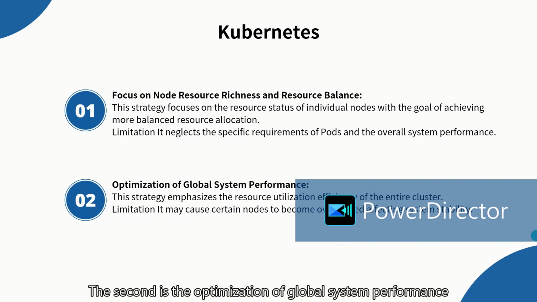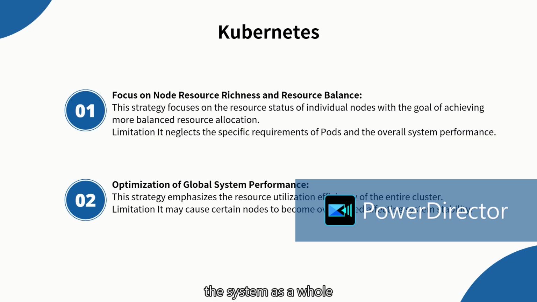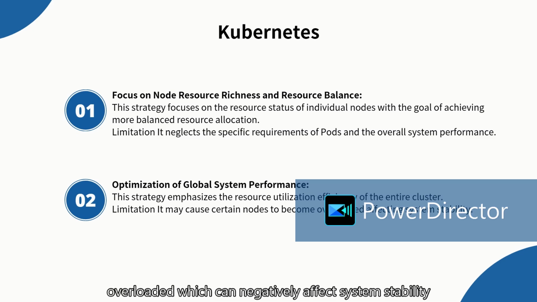The second is the optimization of global system performance. This strategy emphasizes the resource utilization efficiency of the entire cluster, by considering the performance of the system as a whole. But the limitation of this strategy is that it may cause certain nodes to become overloaded, which can negatively affect system stability. These two strategies provide a basic framework for scheduling, but they have their limitations in meeting specific demands or optimizing overall performance in complex scenarios.